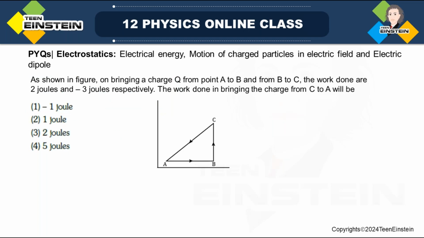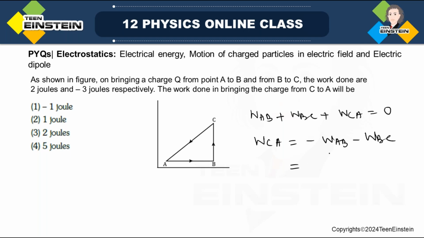Oh, did I erase everything? Okay, we'll write once again. WAB plus WBC plus WCA. This has to be 0. Now WCA I have to find out. So this is equal to minus WAB minus WBC.